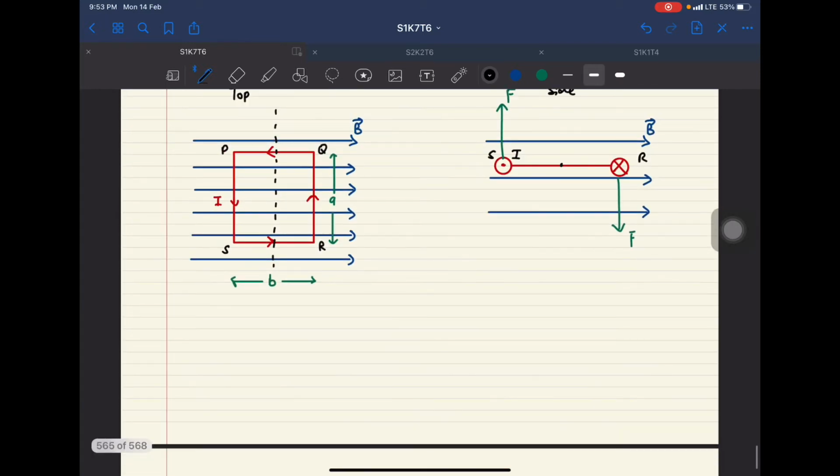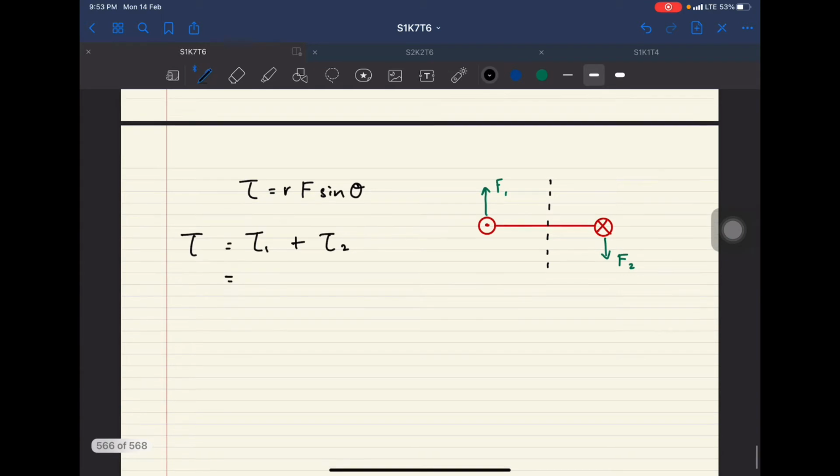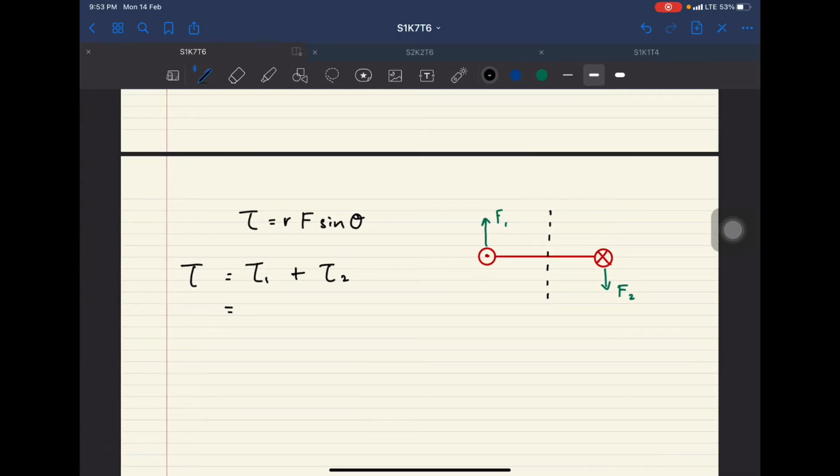If the length between the two sides is B, that means my R, which is the distance between the force and the center of rotation, would be half of the total length. Since the total length is B, half of that would be B over 2. So B over 2 F sine theta plus B over 2 F sine theta.